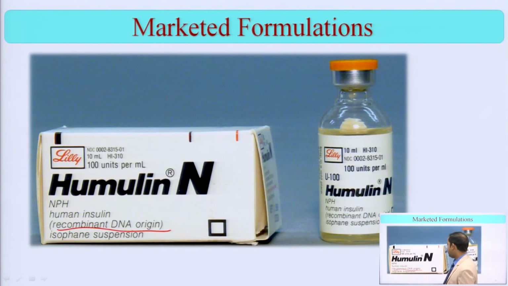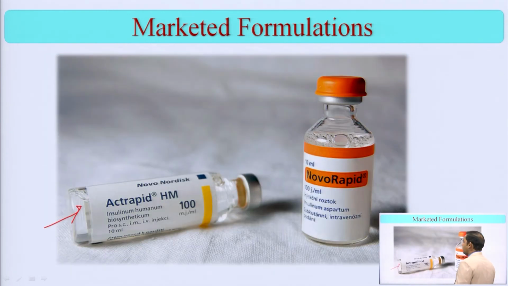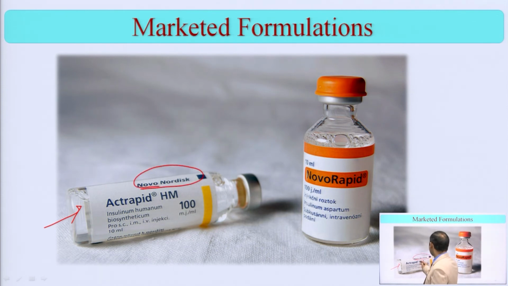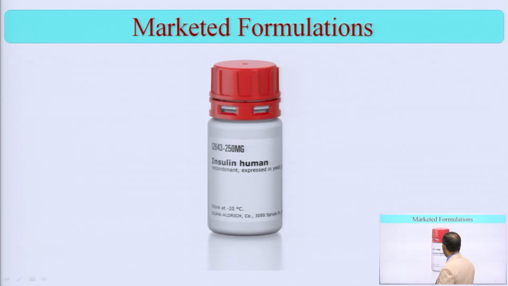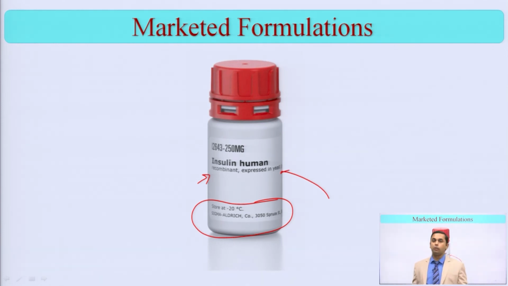So, you see every pharma company has its own product. This one was developed by Eli Lilly, who have Humulin, and this pharma company, Novo Nordisk, has the brand name Actrapid HM. This is also insulin. Then another is Novolin, and here you can see Sigma Aldrich also has insulin. It was also recombinant insulin, and they expressed it in yeast. In my lecture I told you we are using bacteria, E. coli, but here they are using yeast.